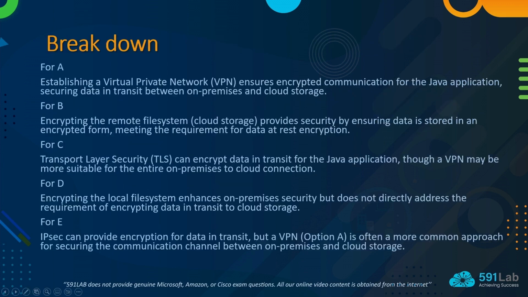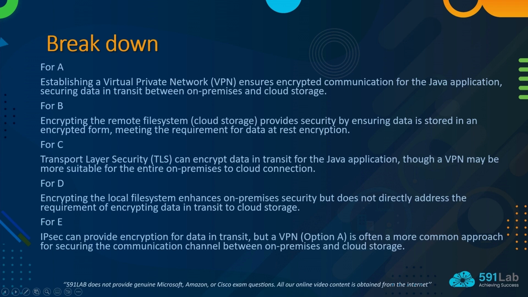For option A, using a VPN for the Java application helps to establish a secure encrypted communication channel between the on-premises environment and the cloud storage. This ensures that data transferred between the Java application and the cloud storage is encrypted in transit. For option B, encrypting the remote file system ensures that the data is encrypted at rest. This means that even if the data is stored on the cloud storage, it is in an encrypted form, meeting the secure policy requirement for data at rest encryption.